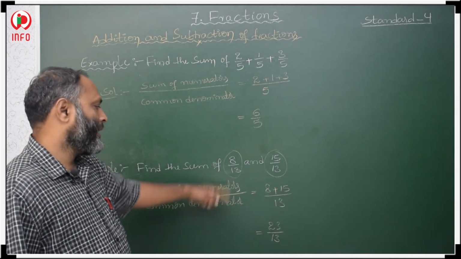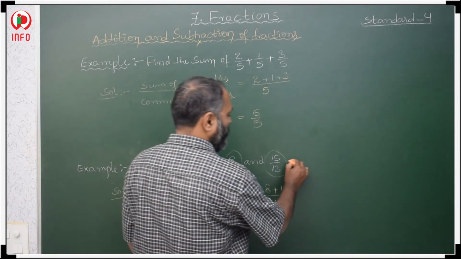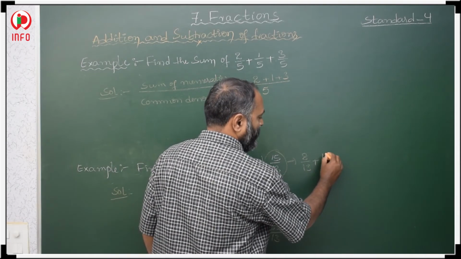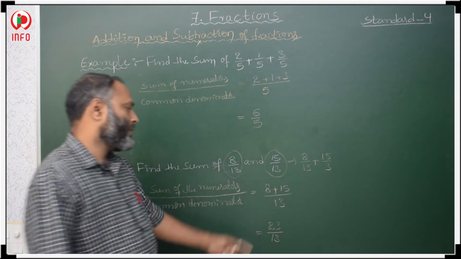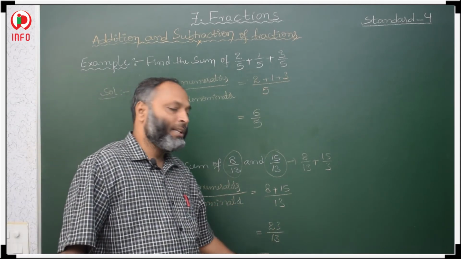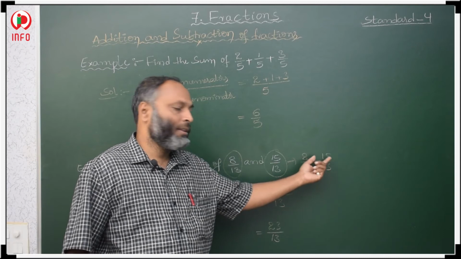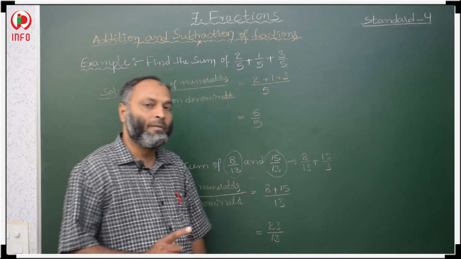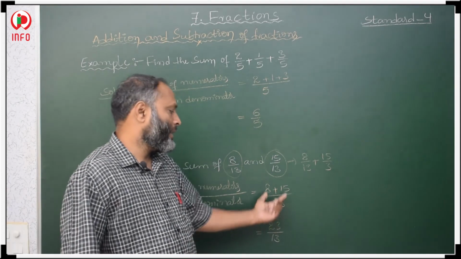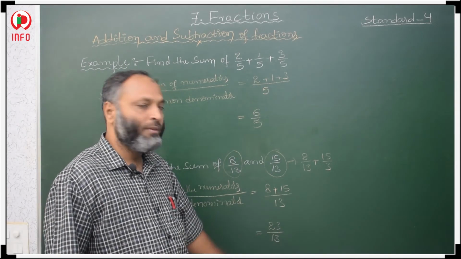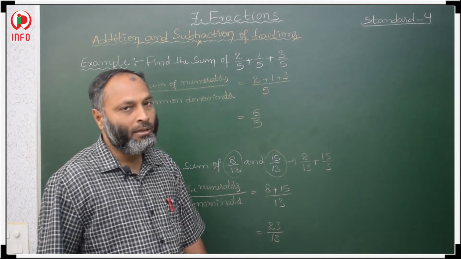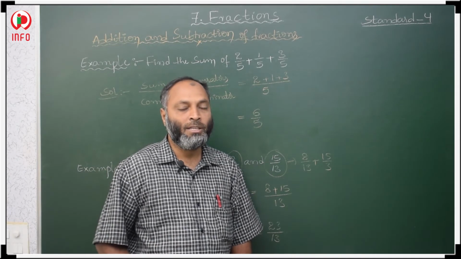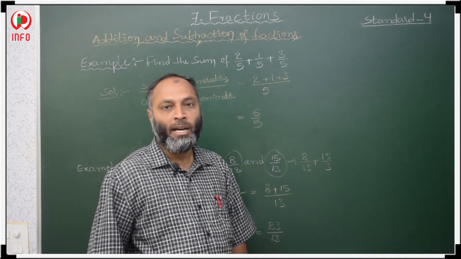When we add 8 by 13 and 15 by 13, what is the answer? 23 by 13. We just add the numerators and take the common denominator one time in the denominator. Okay, add the numerators: 8 plus 15 is 23, so 23 by 13. This is our addition when like fractions are given. This is the method to add.